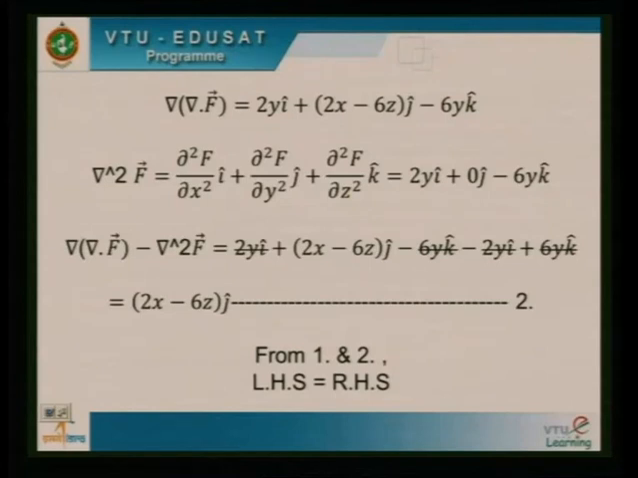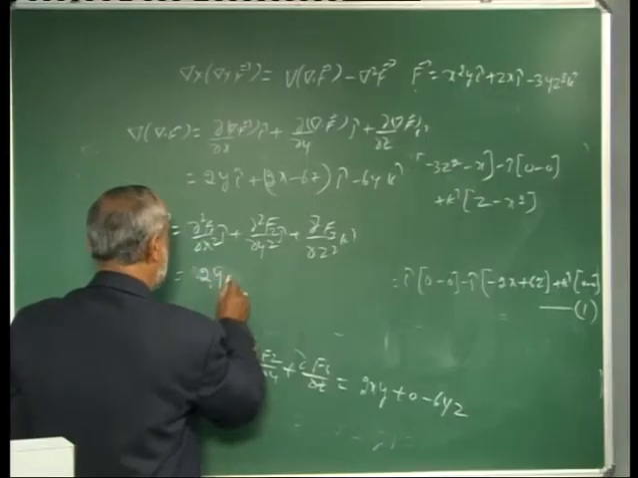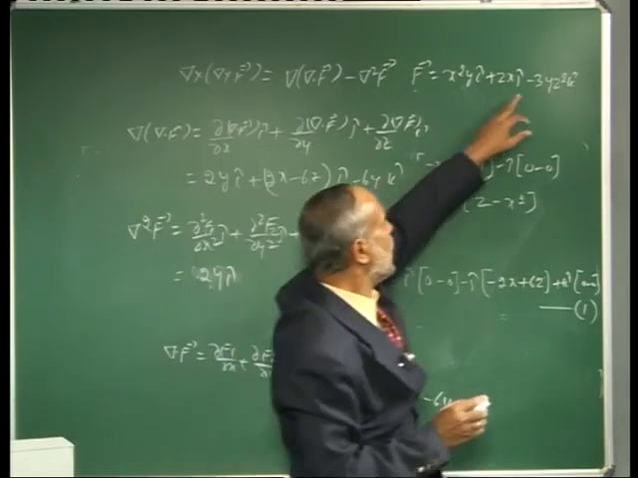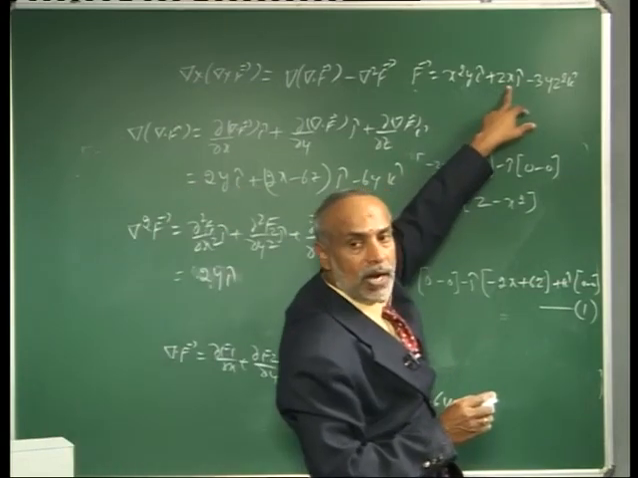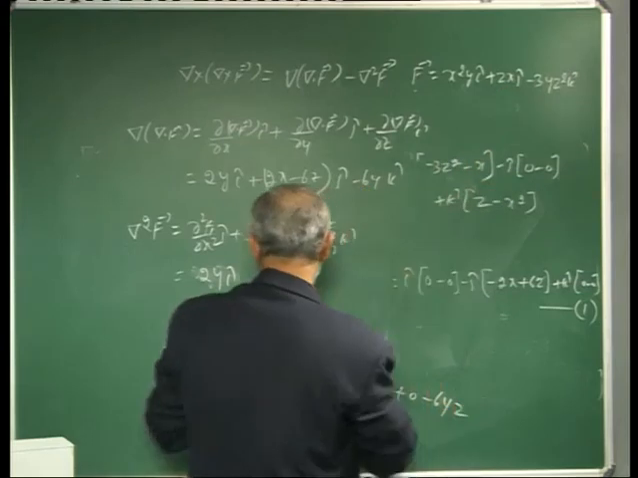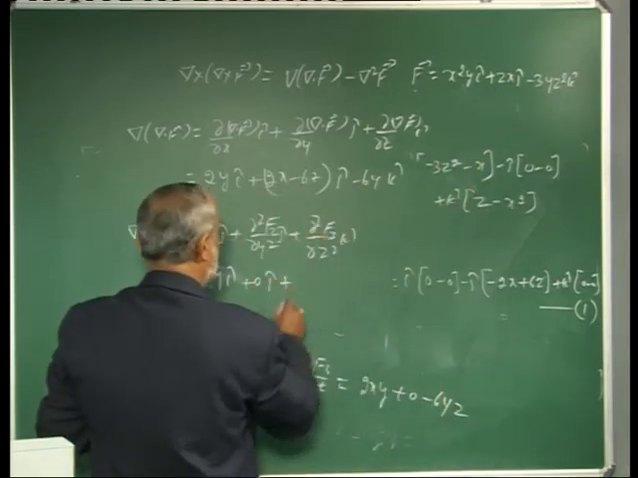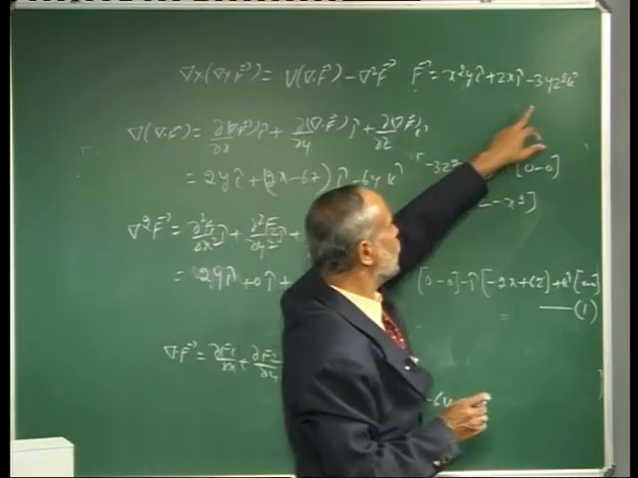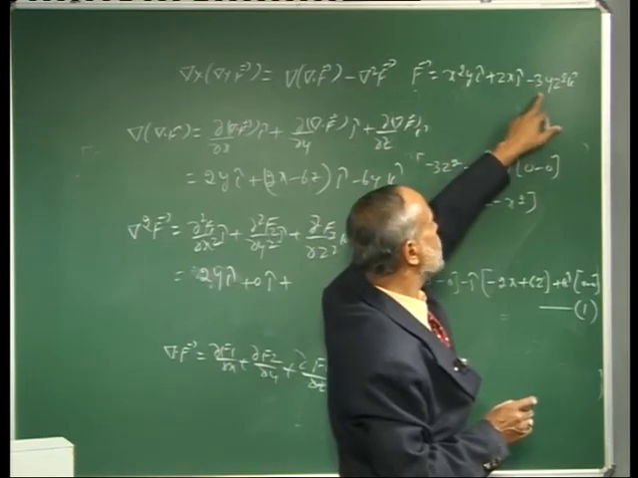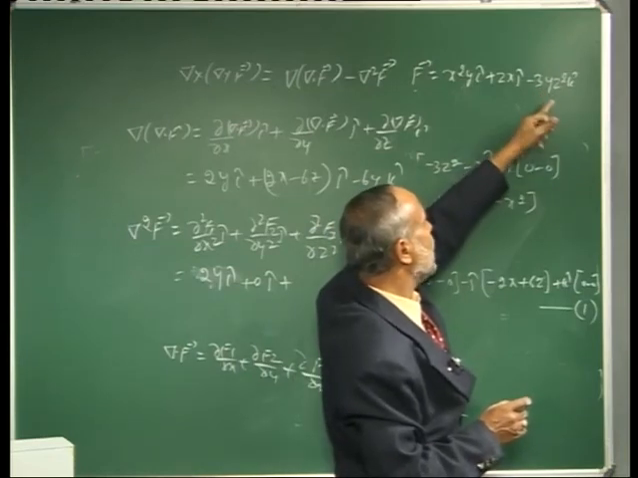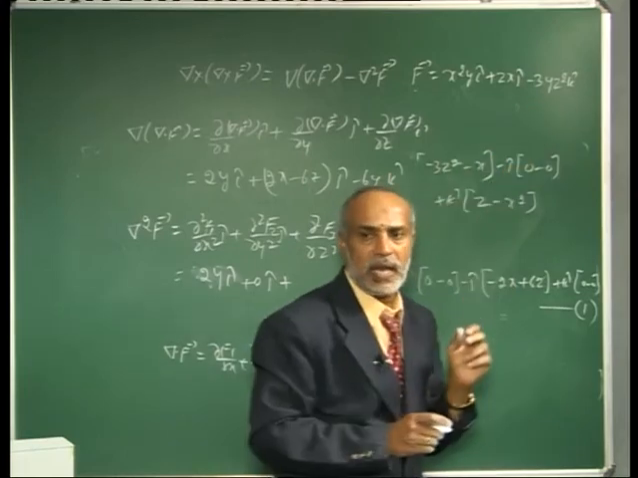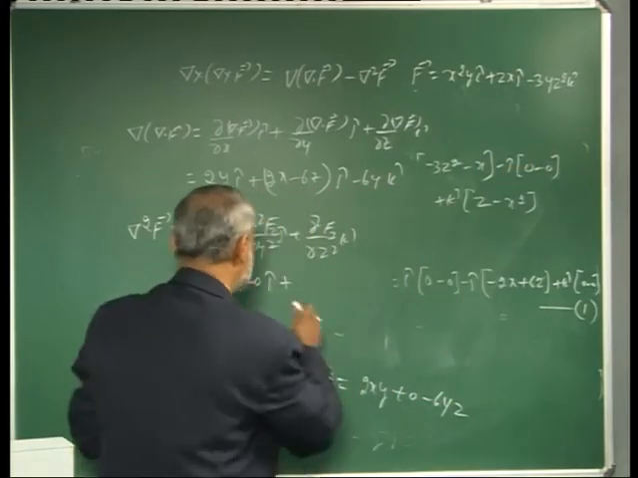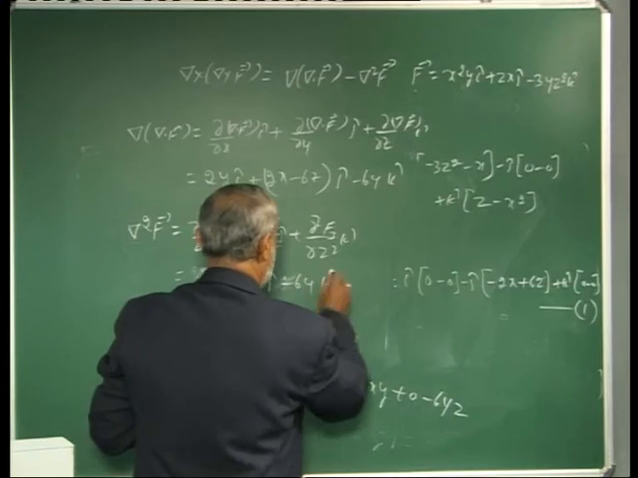Sorry, 2xy differentiation is 2y only, 2y i cap. Differentiating partially with respect to y, there is no y term, so this is 0 plus 0 j vector. Plus, differentiating partially with respect to z twice, 3y is constant, z squared differentiates to 2z, and again differentiation gives 2, that is minus 6y into k cap.